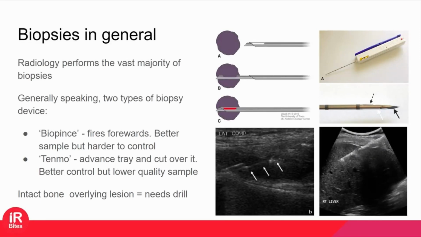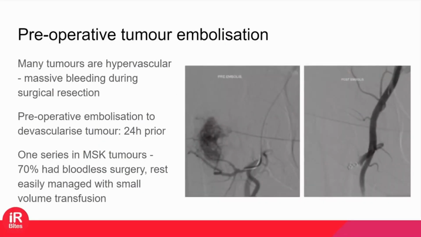And of course, bone, you can't just penetrate with that. You need a drill. So there's a specific device for bone biopsies, but tissue. So next slide, we'll talk about pre-op tumor embolization, and that's an important role for interventional radiology. As I keep mentioning, and probably getting bored of this, hypervascular things are great targets for embolization.